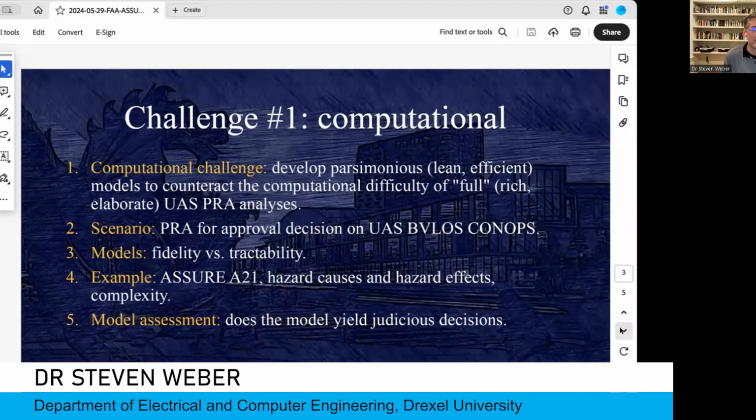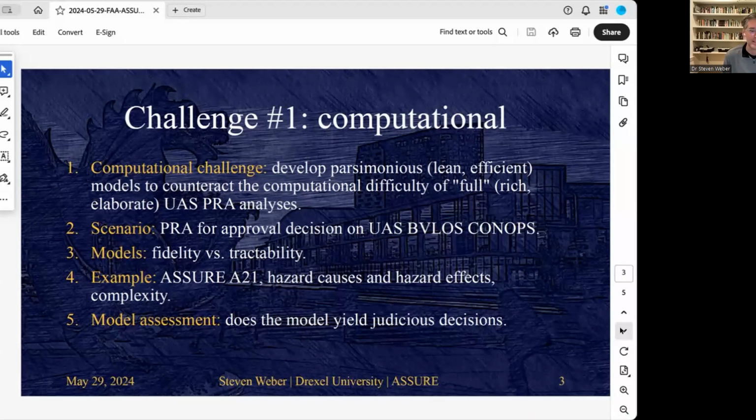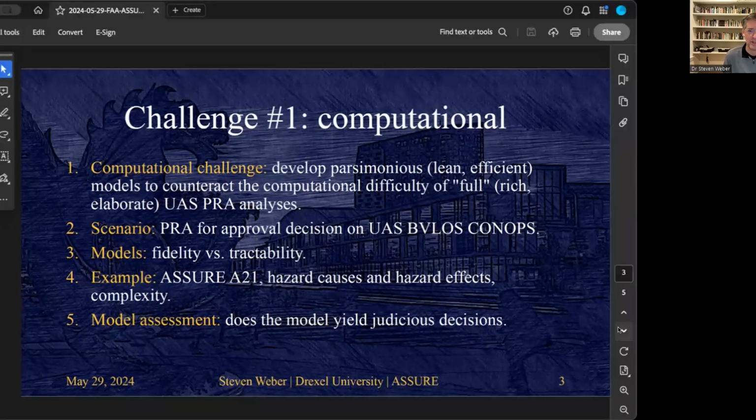the product of the number of hazard causes and the number of hazard effects. That's to say, if there's 10 possible things that could go wrong and 5 possible bad things that could happen, then you have on the order of 50 parameters to be specified, making all kinds of simplifying assumptions to get to that number.